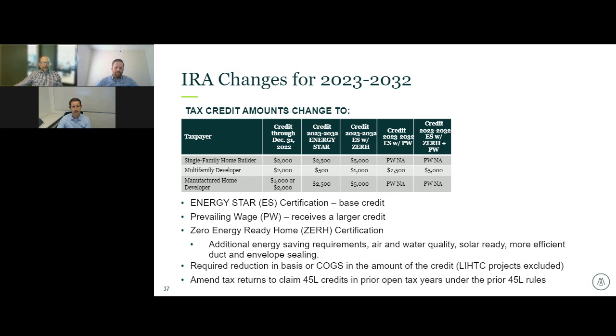We're seeing a lot of the properties come in at the $500 per unit range, but there are quite a few that have met the Zero Energy Ready requirements because a lot of properties are currently being built to higher energy efficiency standards as is.